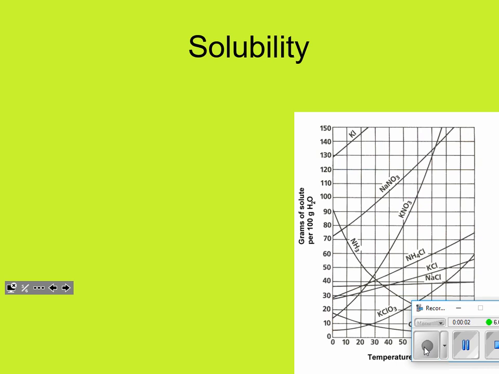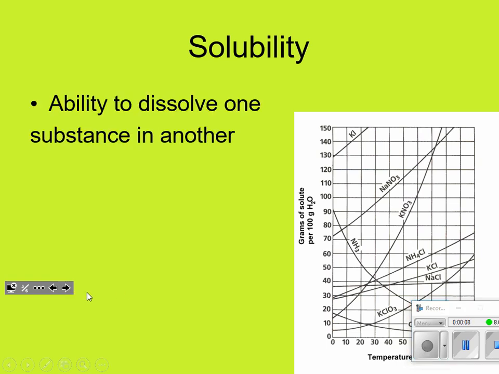This is the audio notes on solubility for Chem 1. First off, to define solubility, it's the ability to dissolve one substance in another. Again, typically we think of water as our solvent, what's doing the dissolving. So then you have something else that is being dissolved.